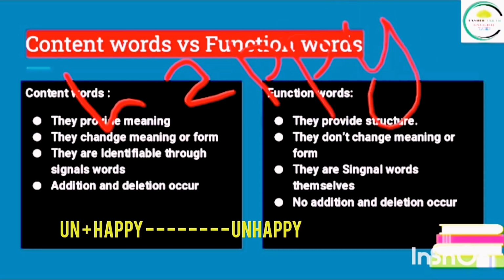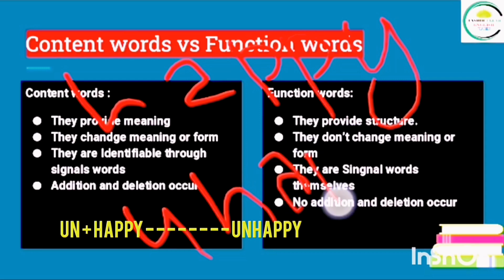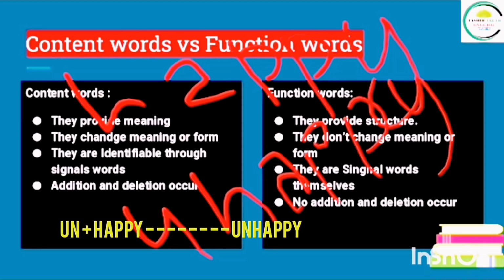If we add the prefix un onto the word happy, it becomes unhappy, and it has a contrary meaning to the word happy. Happy means to have pleasant feelings, and unhappy means to have bad feelings. So by adding the prefix un, the word happy changes its meaning.